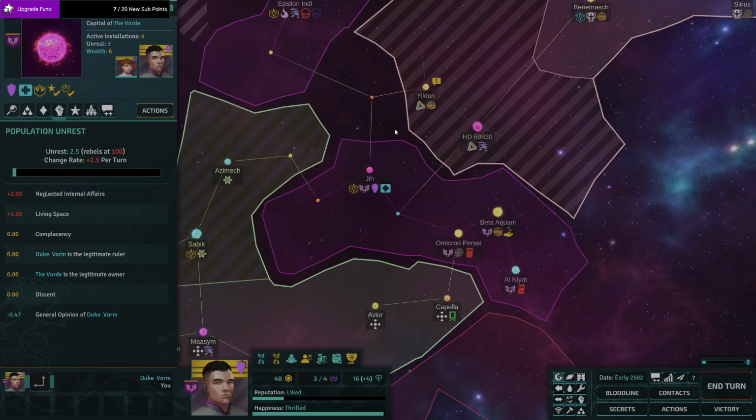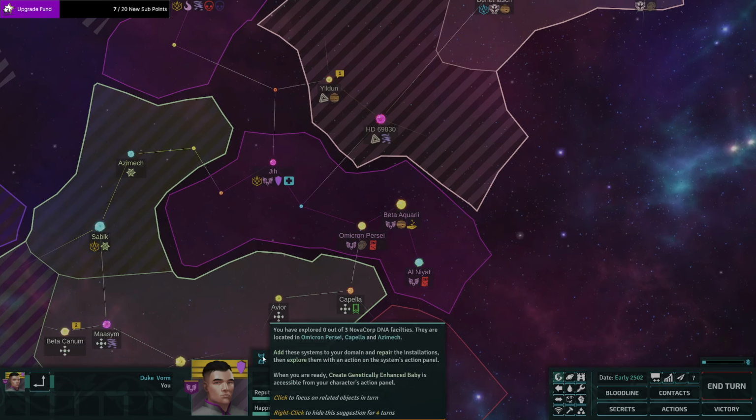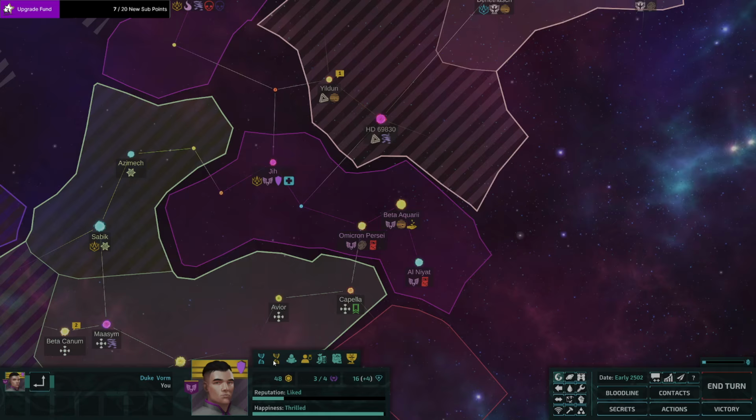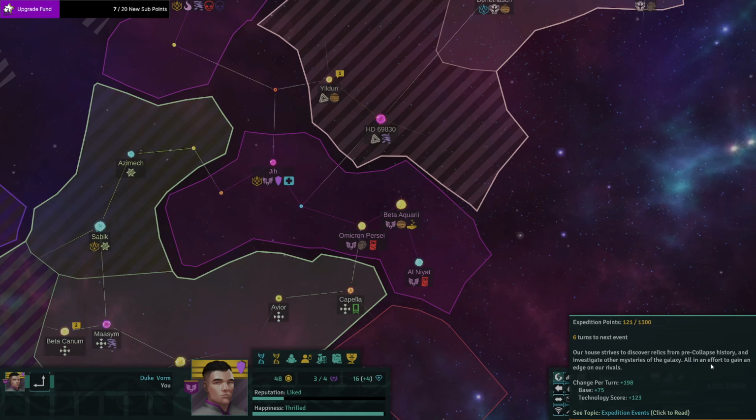And our homebound unrest is back on the upswing, but it's so low, I'm not too worried about it. What do we got? Oh, we got these. Yeah, they've got these DNA things. Add these systems to your domain and repair the installations, then explore them with an action on the system's action panel. When you're ready, create genetically enhanced baby as accessible. That's pretty cool. I've seen maybe 6 of these events so far. I don't know how many total there are.